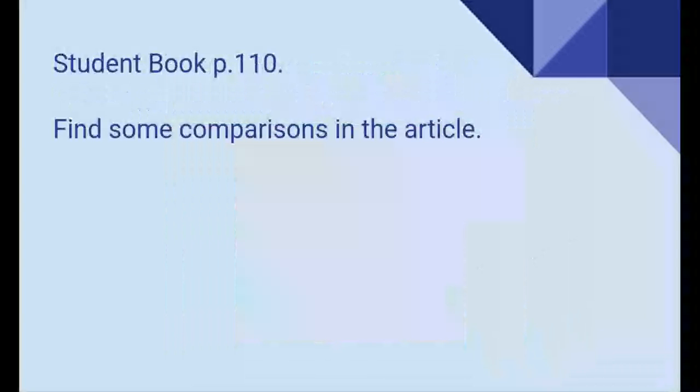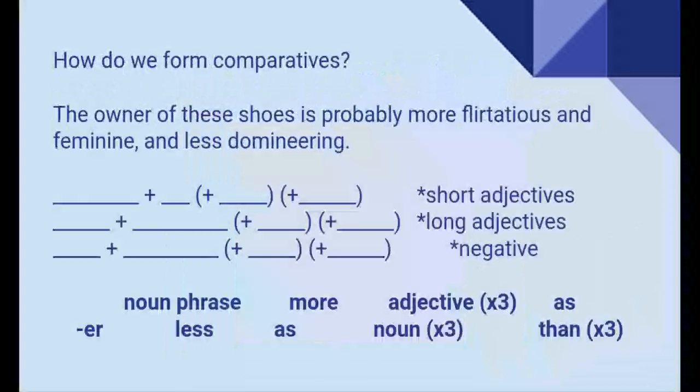Great. So, we're going to review how to form comparatives. Look at this sentence. The owner of these shoes is probably more flirtatious and feminine and less domineering. What is the form to make a comparative sentence if I have a short adjective? Well, when we have a short adjective, we should start with the adjective, right? What should I write next?